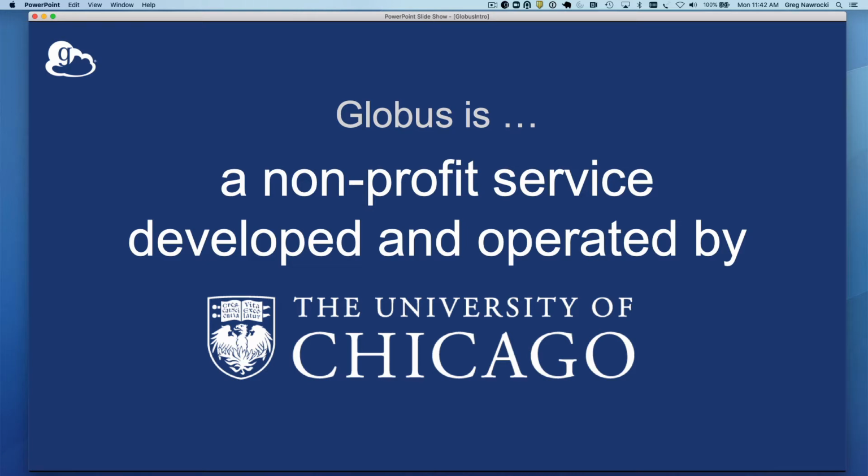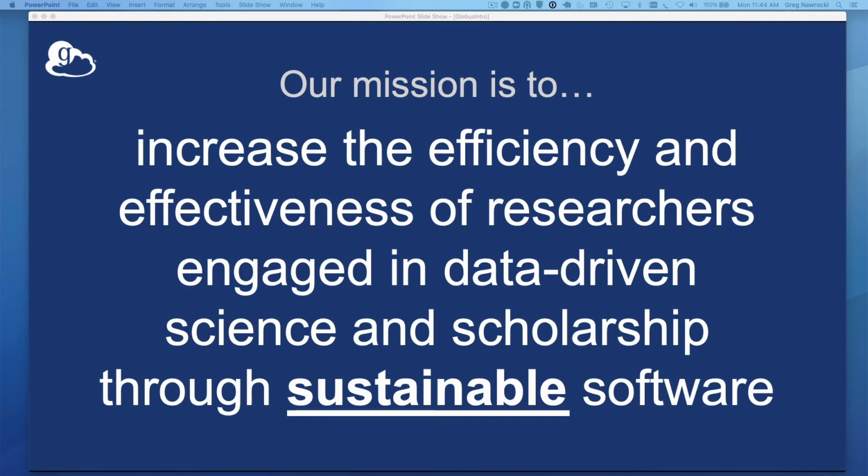And really the key here is that it was developed by researchers for researchers. A lot of us have been where you are, we've seen those problems, we know what you're up against, and so that's why we developed Globus. So our mission is to increase the efficiency and effectiveness of researchers engaged in data-driven science and scholarship through sustainable software. The key here is the sustainability, right? Sustainability is thriving, not just surviving.